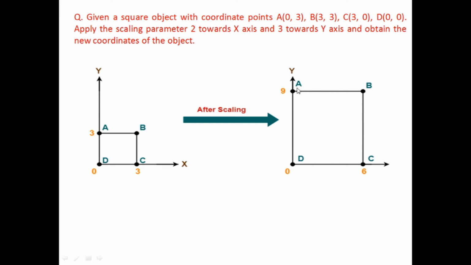So finally I obtain the coordinates of the new 2D space in this manner. After scaling, the resultant coordinates will be in this manner, where we have an object which got scaled by some units along the x-axis and some units along the y-axis. So this is about your scaling example of 2D transformation.